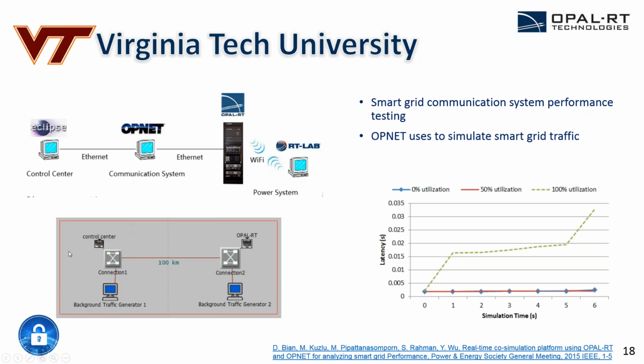And you can see here in this graphical interface that they have the two connection points and they've set an arbitrary 100-kilometer line length between the two using OPNET. And they're adding background traffic. So the idea here is they want to simulate smart grid traffic. And what they've shown is that as they increase the utilization of the network, as they flooded the network with background traffic, they're actually increasing the latency of the system. So this is adding delay larger than the natural delay of the distance.